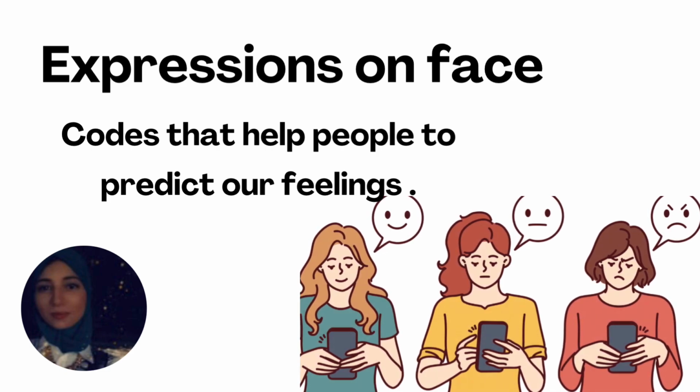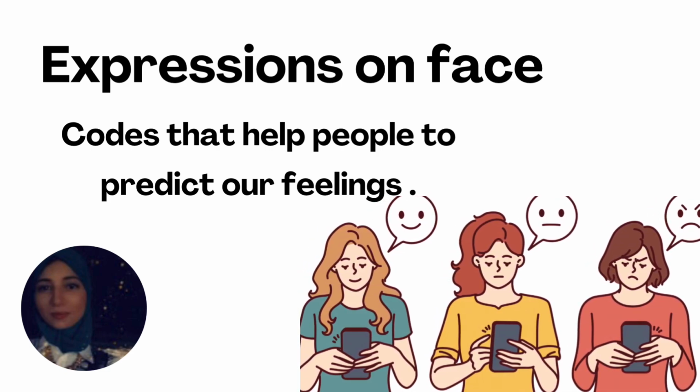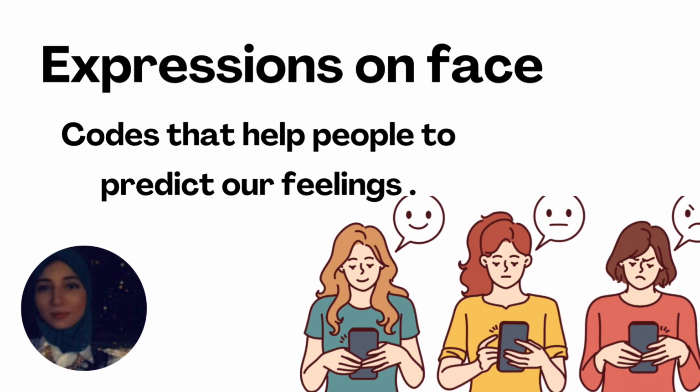Another example for codes, which are patterns that have meaning, is the expression on the face, as our face expressions are codes that help people to predict our feelings, to know our feelings. When I see a person looks sad, this face expression helps me to know that this person is sad or happy or angry. So expressions on the face are codes that help people to predict. Predict means to know the feelings of other people.